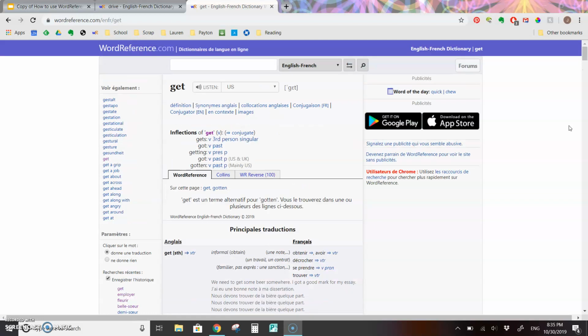So the best option is to think about a different word that you could use instead of get and look that up. So would it be receive, for example? There are lots of different ways we use it. So think about what's a different way you could word it in English if you weren't allowed to say get, and then look up that word. That's going to be your best bet.